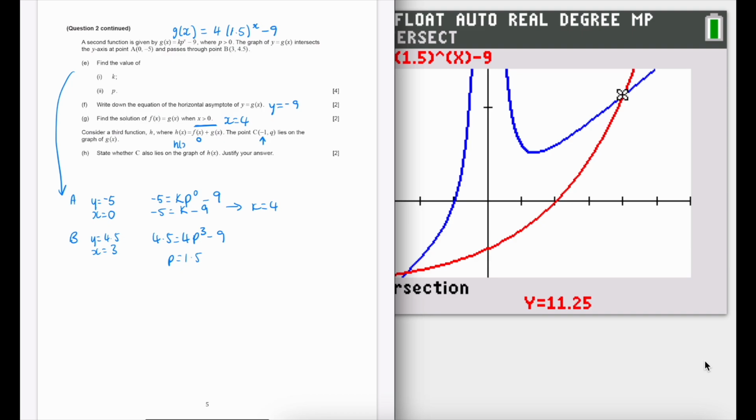So h of x, or h of minus 1, let's write that as, so h of minus 1 is equal to f of minus 1 plus g of minus 1. Since f of minus 1 is just equal to 0, yes, h of minus 1 does lie on g of minus 1 because they're equal to each other. So yes, they are, and it's because of the fact that f of x is just 0. So for that one, you need a justification as well as your final answer.